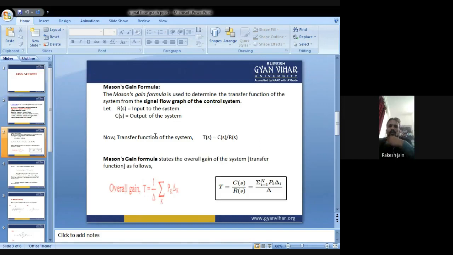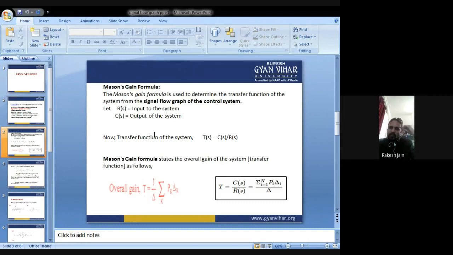In Mason's gain formula, once you see the diagram, find out the number of forward paths, convert the formula on the basis of that, and find out the forward path gains T1, T2. Then the fourth step is that you have to find out the loop gain. What is the meaning of loop gain? You have to find out the loop gain.